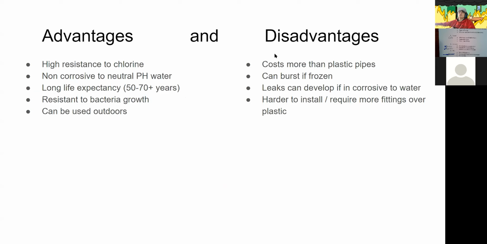The disadvantages of using a copper pipe is that it costs more than plastic pipes, it can burst if it's frozen, and leaks can develop in corrosive water, very acidic or very basic water, and it's harder to install and requires more fittings over plastic.